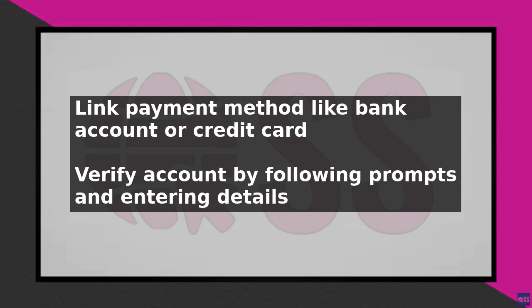Now that your account is set up and funded, you can buy Bitcoin directly through the Cash App. To do this, tap on the Investing tab and select Bitcoin. You will see the current price of Bitcoin and have the option to buy a specific amount or a fraction of a Bitcoin. Enter the amount you want to buy and confirm the transaction.